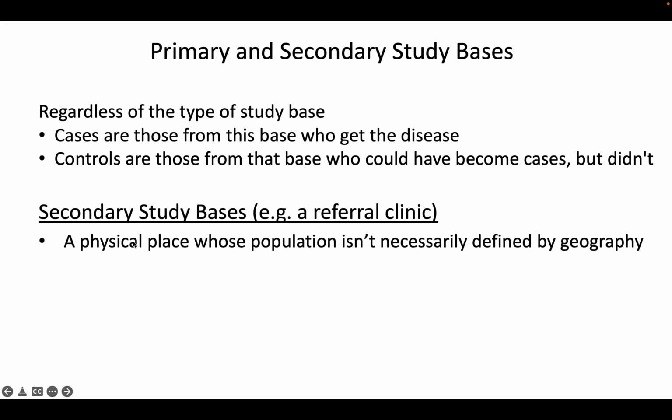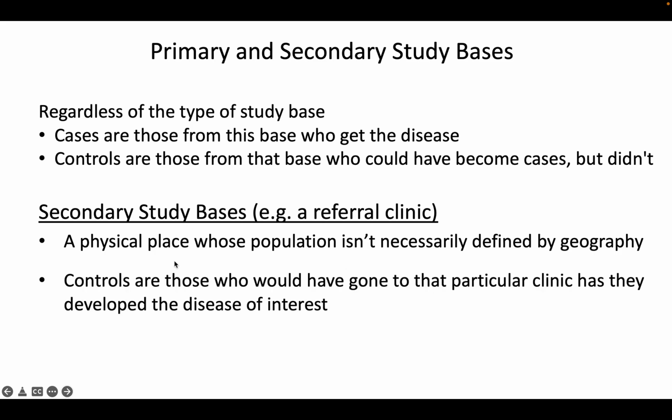It is a physical place. It's often a referral clinic. That's the classic example of a secondary study base. But it's not necessarily defined by geography, because people can travel to go to it. And controls are those who would have gone to that clinic had they developed the disease, which is sometimes hard to conceptualize. This image might help.